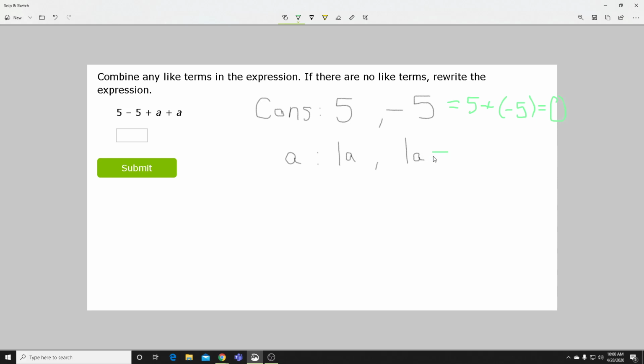Now down here we have 1a plus 1a. Oh, that's 2a's then. Okay, just add up the coefficients, keep the variable. So we have 2a. So our new expression here, we know 5 plus -5 or 5 minus 5 went to 0. And then we had a plus a was 2a. So that's our final answer, 2a.